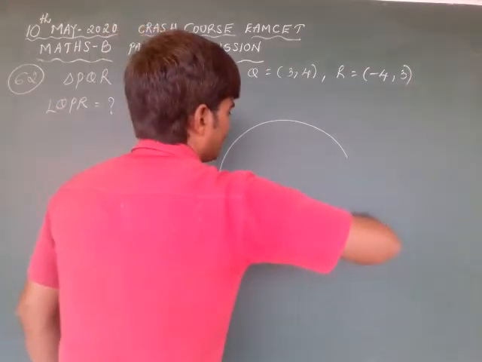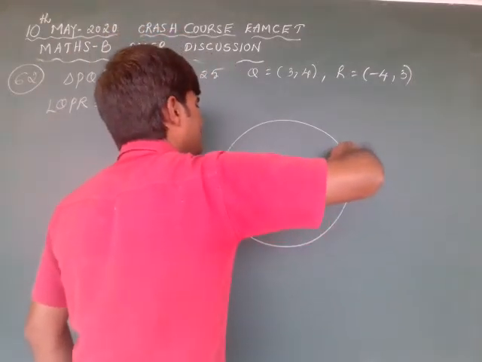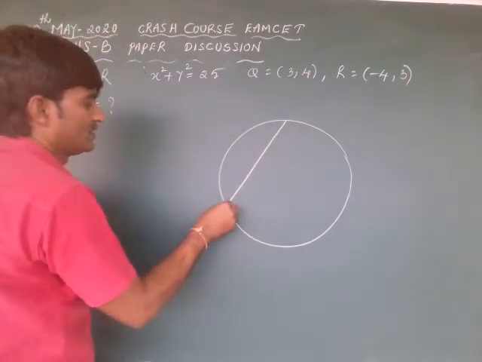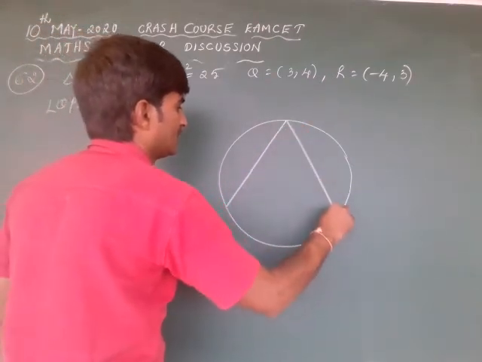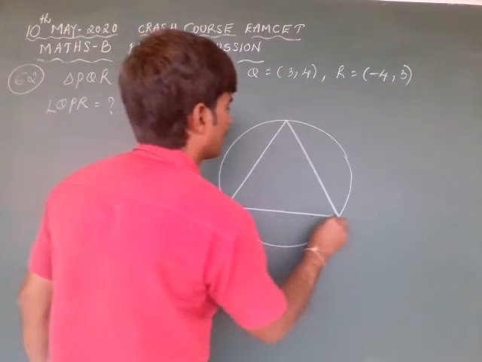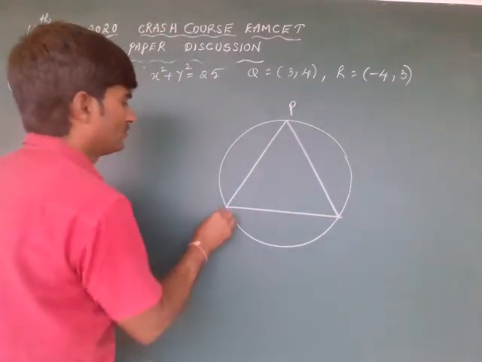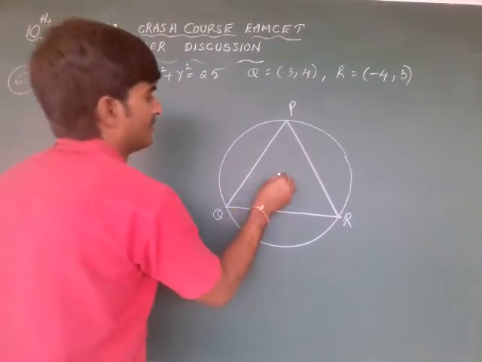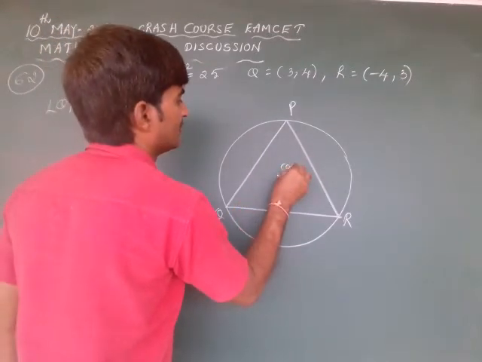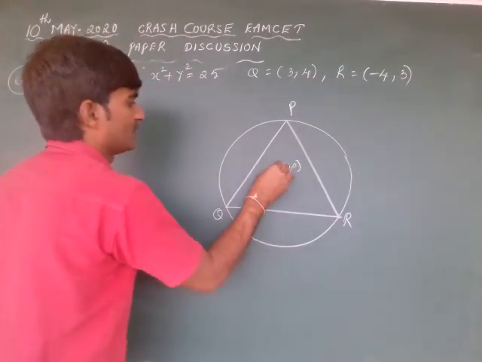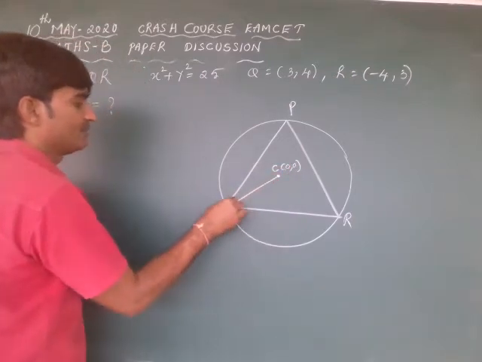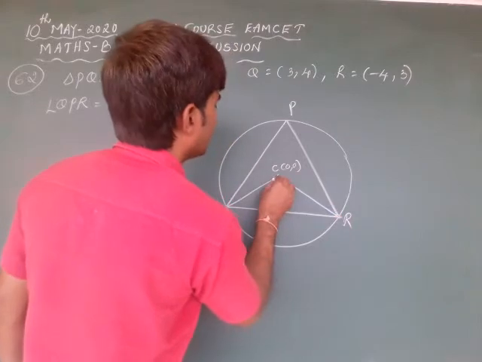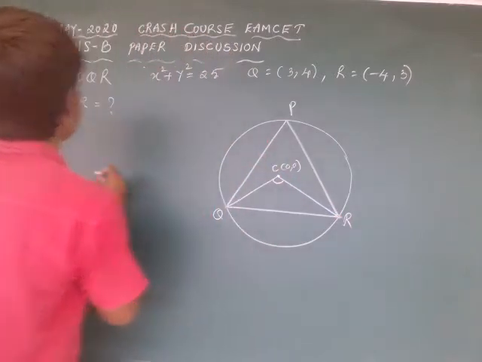Given triangle PQR is inscribed in the circle x square plus y square is equal to 25. It looks like this. P, Q, R are the points on the circumference, where C is the center of the circle x square plus y square is equal to 25. I am joining CQ and CR, making an angle here at C.